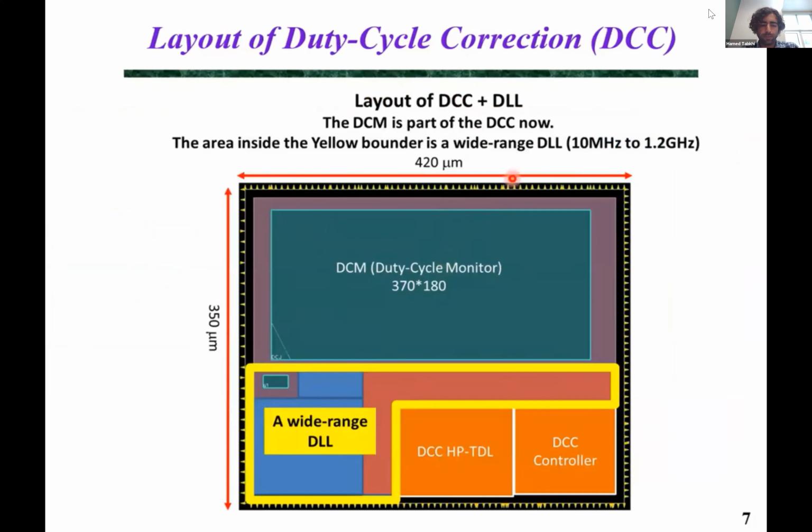So this is the layout of our design when incorporated together with the wide frequency range delay line loop supporting 10 MHz to 1.2 GHz. The upper part is the duty cycle monitor, and the area inside the yellow boundary is the wide range delay line loop.